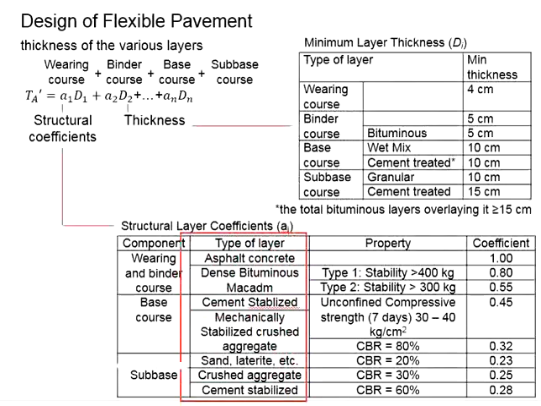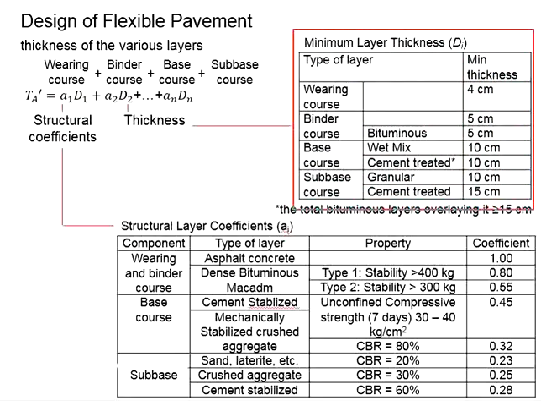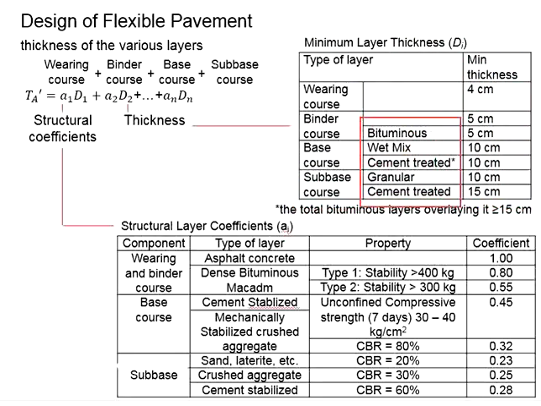There are various types of layers. Use the coefficients accordingly. As for the thickness of different layers of course, you may refer to the minimum layer thickness, depending on different conditions. What you can do here is to get the coefficient first, and then start with the minimum thickness for the sub-base, base, binder, and wearing course. Test the value. See if it meets the requirements of the TA. If you find it insufficient, you may increase the thickness of various types of courses.